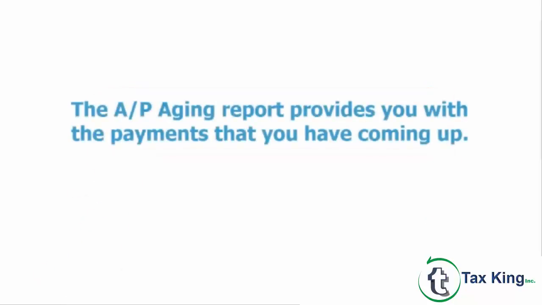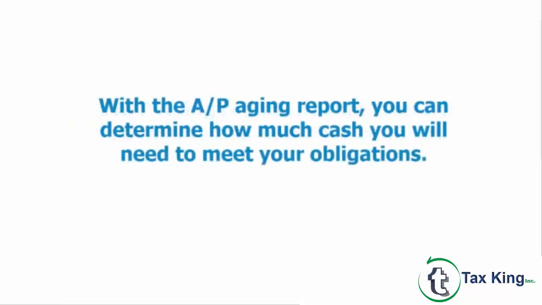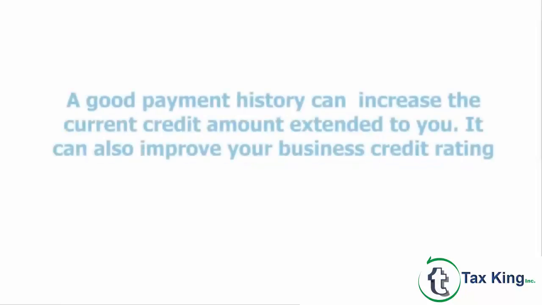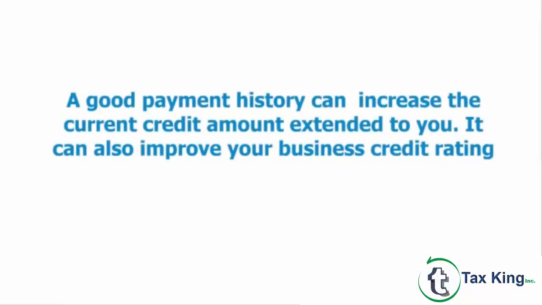Similar to the AR aging report, the AP aging report provides you with the payments that you have coming up. With this information, you can determine how much cash you will need to meet your obligations. It is important to pay the suppliers who extend you credit on time so that you can maintain a good payment history. Doing so can also open the door for you to increase the current credit amount that they have extended to you. Maintaining a positive payment history can also improve your business credit rating.